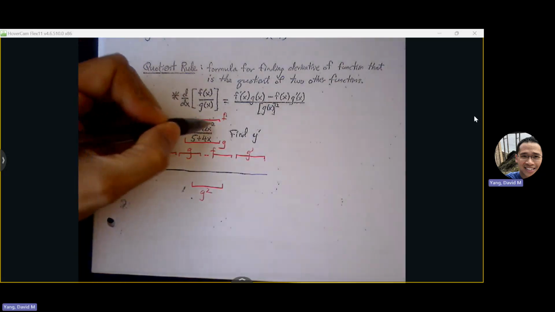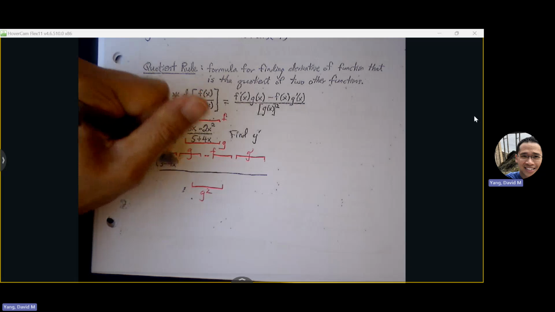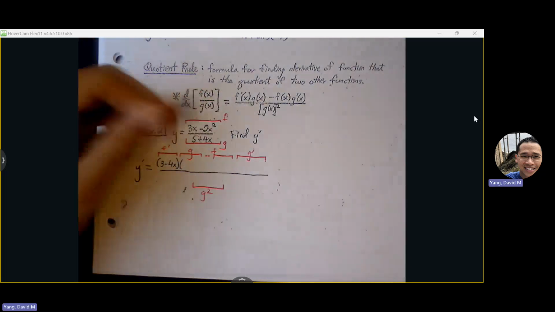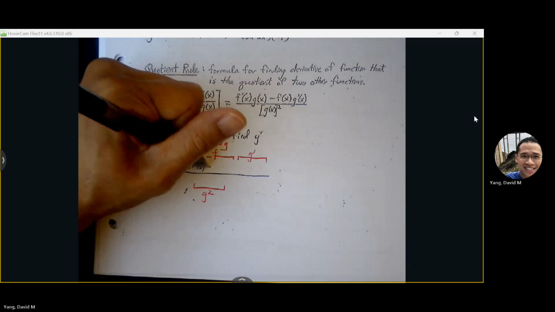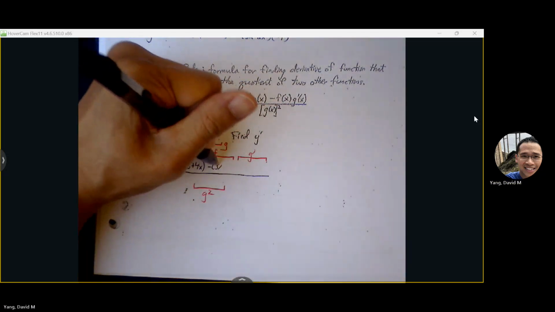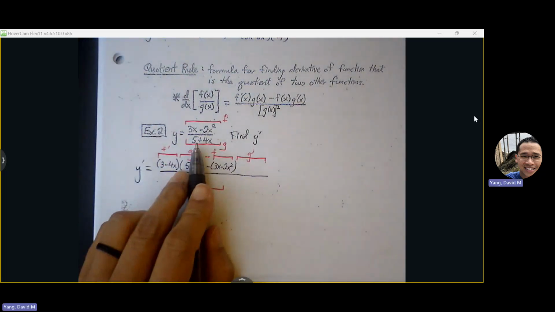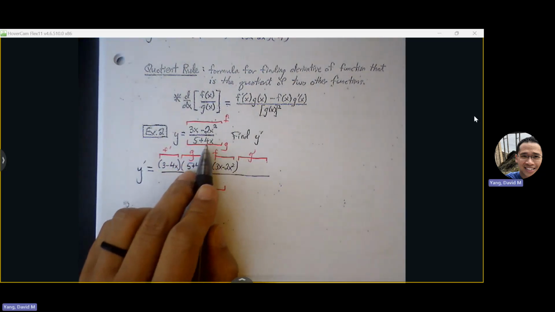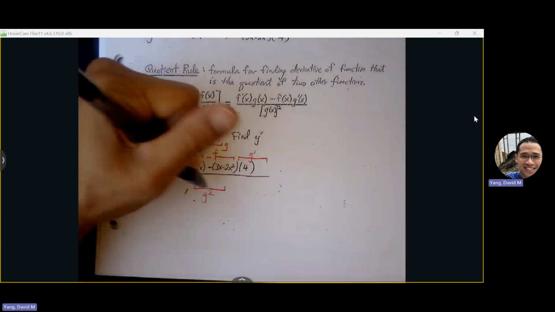Okay, f prime. So this becomes 3 minus 4x times g. G is just that denominator portion. F is the original top portion. G prime, the derivative of that denominator portion, that 5 plus 4x becomes just 4, all over denominator squared.